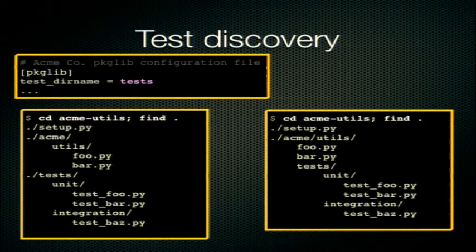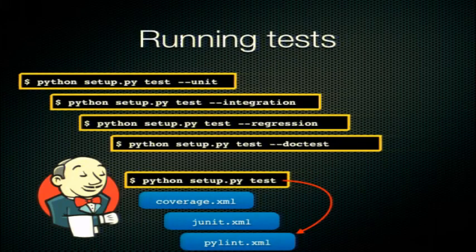Test discovery works much the same as usual, so you can have different layouts. Some people like to have their tests next to their code. Some people like to have their tests in a separate directory. It will work with either. You can change the name of the directories where the tests get found from your packagelib.ini file. You notice there's some subdirectories here, unit and integration. This allows you to subdivide your tests into different components. So unit tests go here, integration tests go there. And there are command line options to kick off just the unit tests or just the integration tests. There's ones for regression tests as well. There's also a command line target for running just the doc tests.